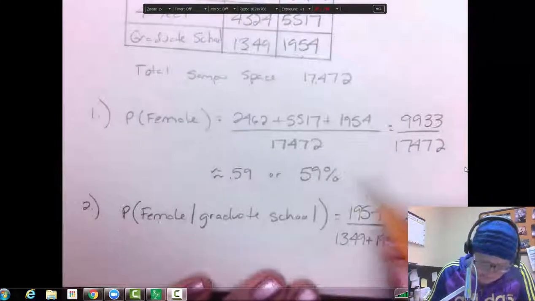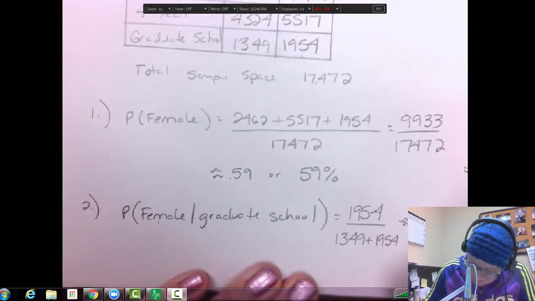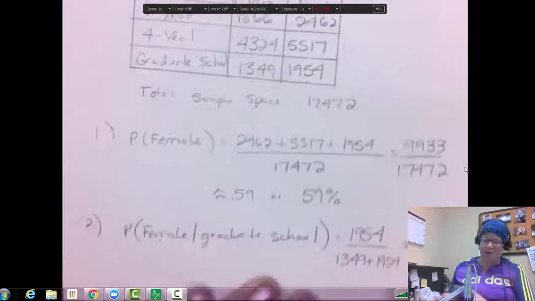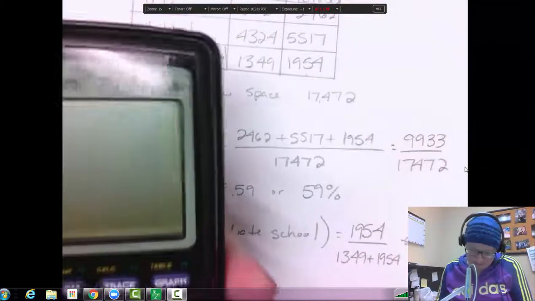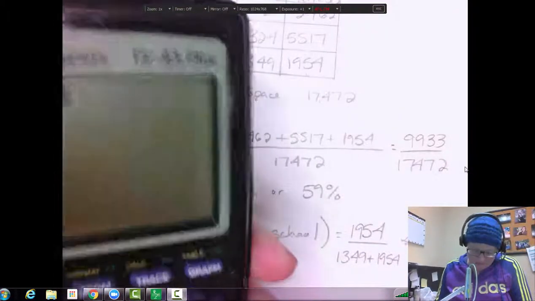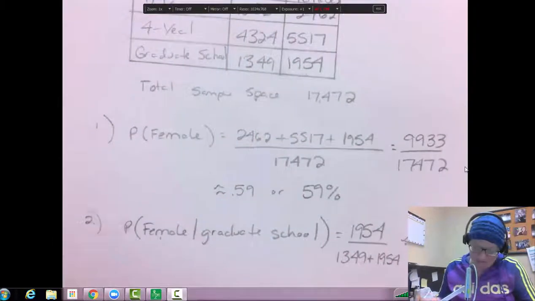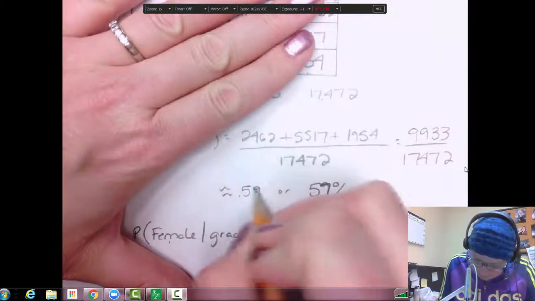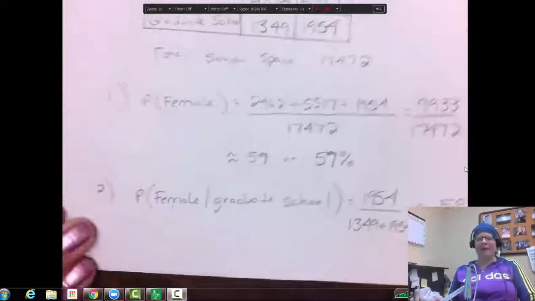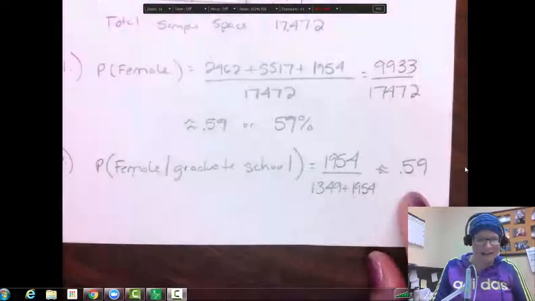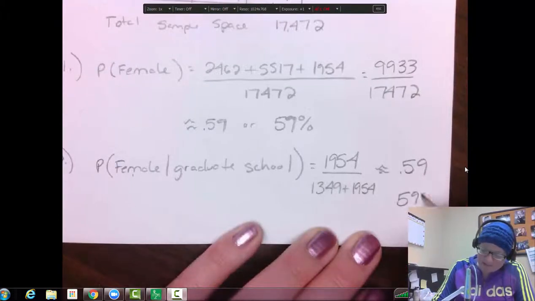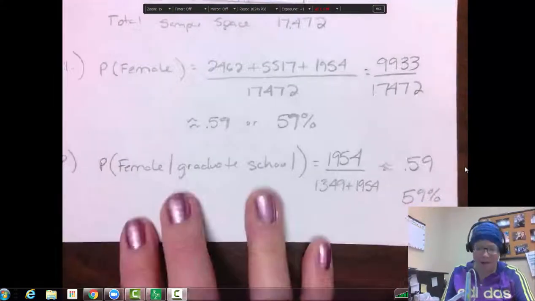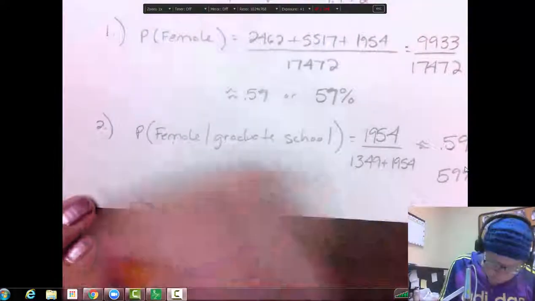Oh wait, this one was 57. I wrote 59. I was reading my notes wrong. Let me just divide it myself: 9933 divided by 17,472 is 0.57. This one should have been a 7. Sorry, if you did it on your own, you're probably like, wait, she got 59 and 59 again? This was 57. This one is 59. Still really close to the same number, and again, you could say that as 59%. Either way.